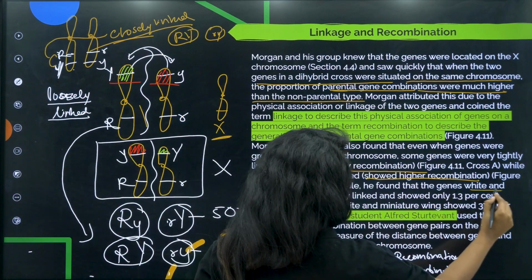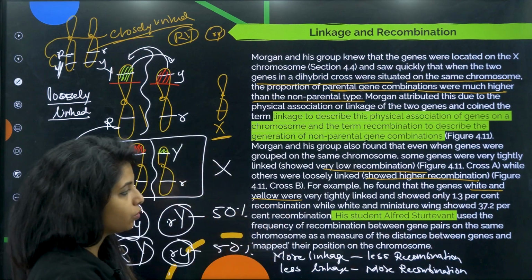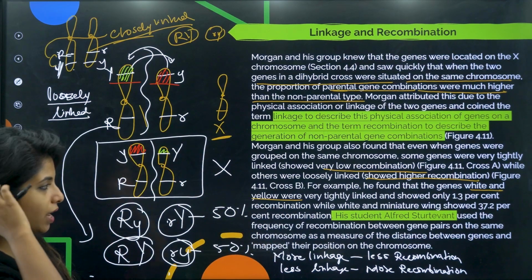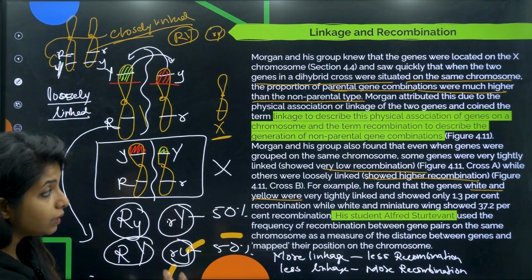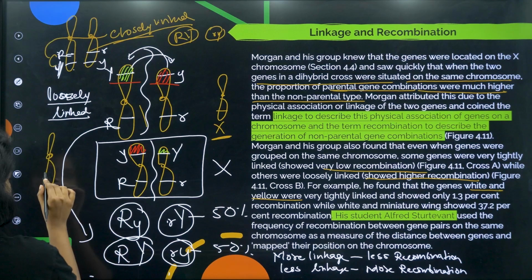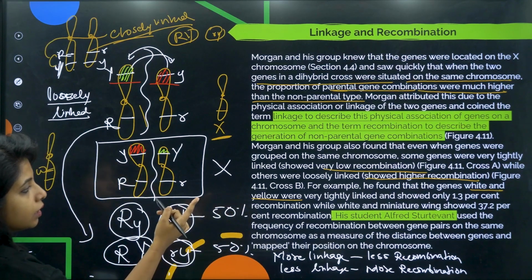We will be talking about white and yellow, which were tightly linked and showed 1.3% recombination. As in, you just try to understand that probably there could be a gene over here. Basically, this is a chromosome, and they are saying there is a gene for white and there is a gene for what, children? Yellow.